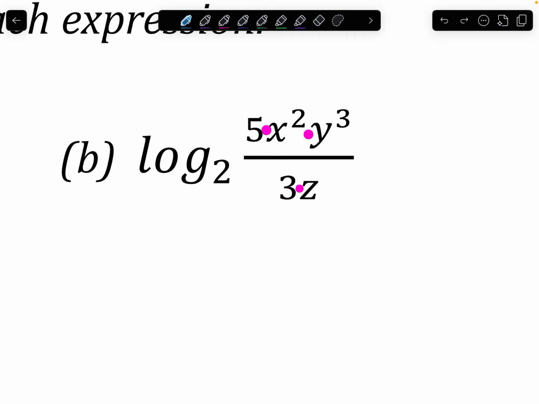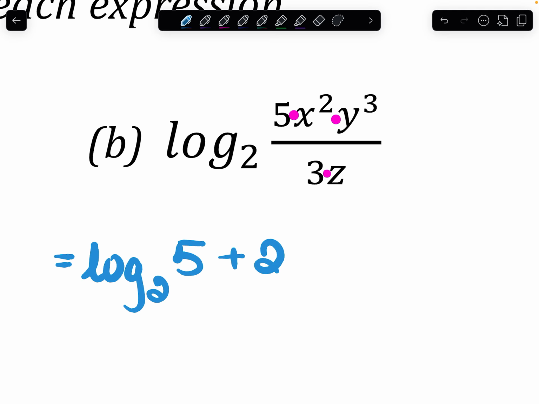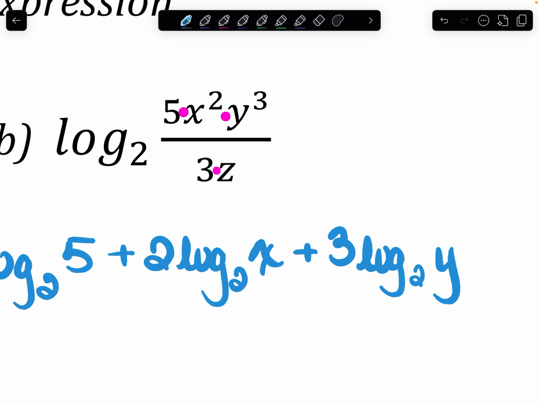So left to right across the numerator, first thing we run into is a 5. The exponent on that 5 is a 1, so nothing to move to the front. So just log base 2 of 5. I hit multiplication, so I'm going to put a plus sign. Next thing we run into is x squared. The 2 has to come to the front. Then I put log base 2 of x. I hit another multiplication sign, so another plus sign. This time we're running into y to the 3rd power. 3 has to come to the front. Log base 2 of y.